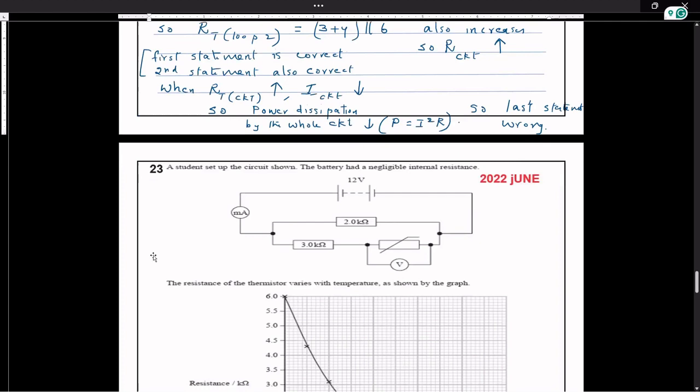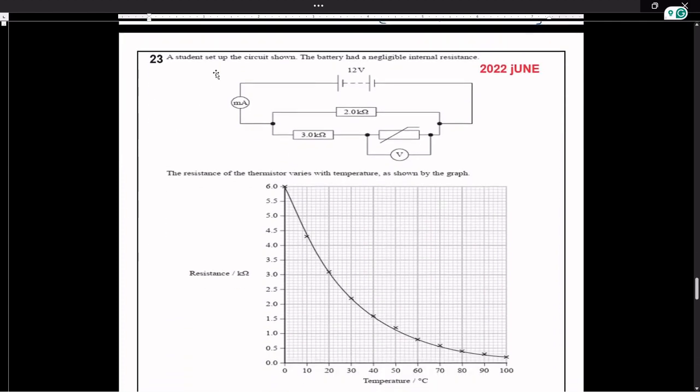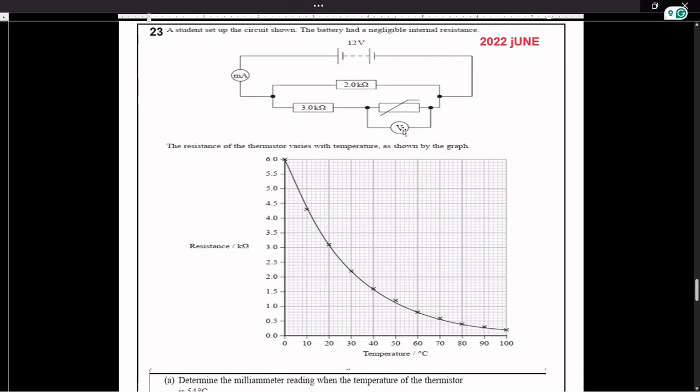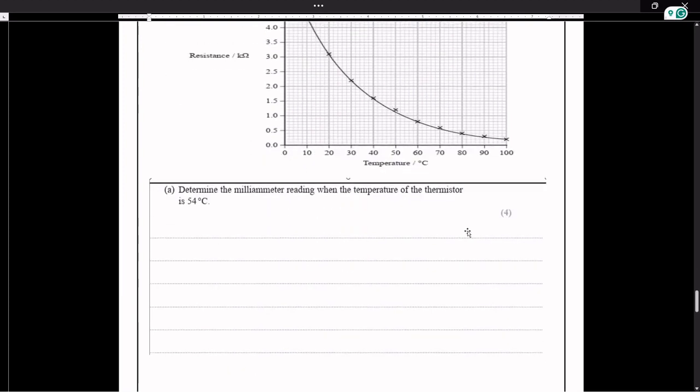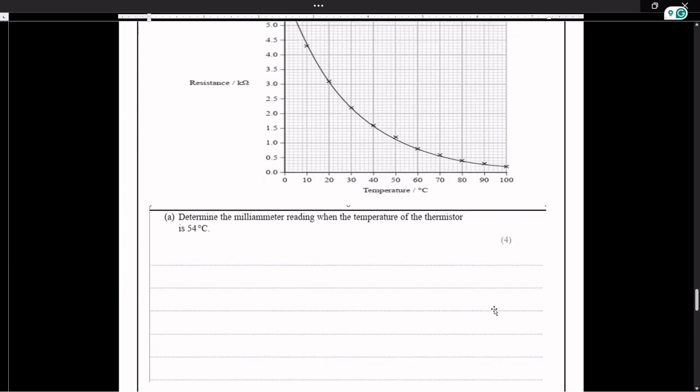So let's move on to the next question. A student set up the circuit shown. The battery had a negligible internal resistance. Determine the milliammeter reading when the temperature of the thermistor is 54. Let's see where the temperature 54 is. So 54 is 50, 52, 54 here.